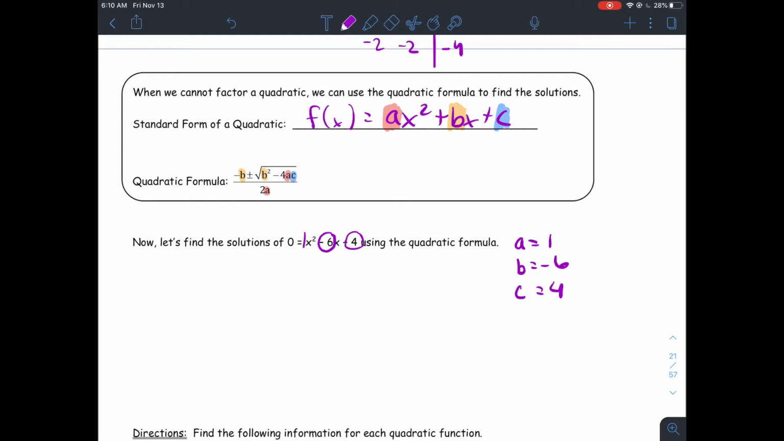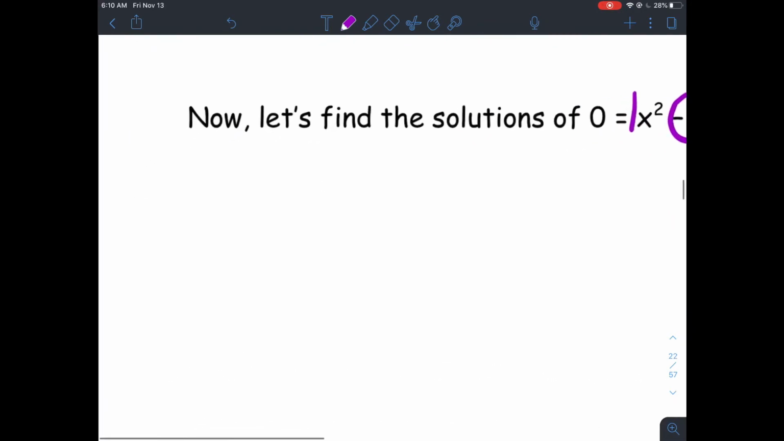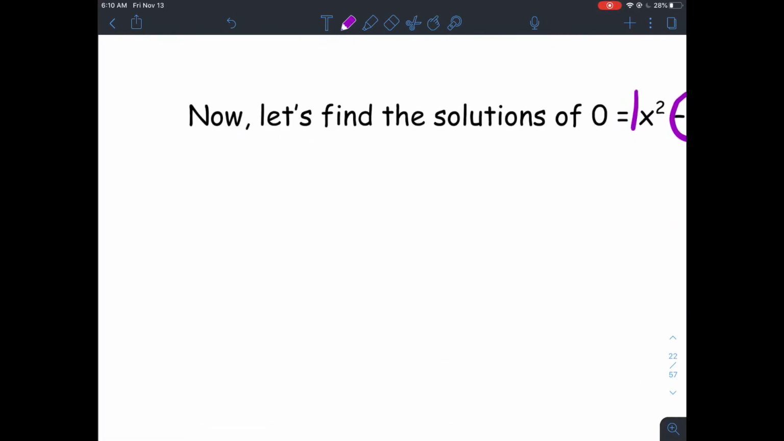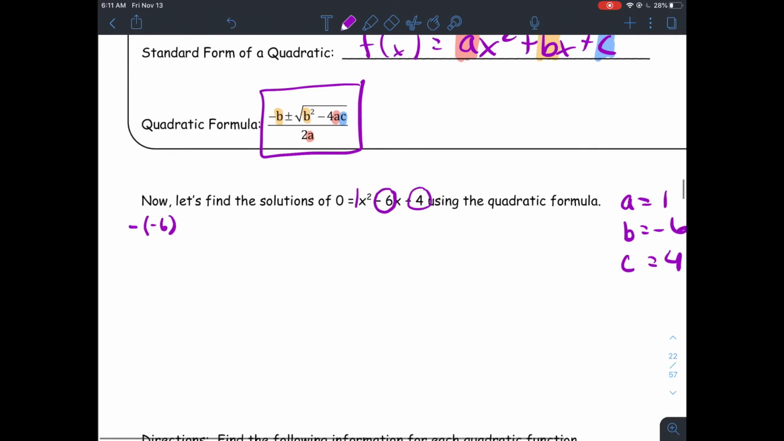So now we're going to go ahead and plug into this formula here. So the first thing we need to plug in is -b. So we've got that b is equal to -6. So we're going to say -6. So how did I get that? We had to do -b. So I did a negative sign and then my b value, which was a -6. Then I'm going to go ahead and do plus minus.